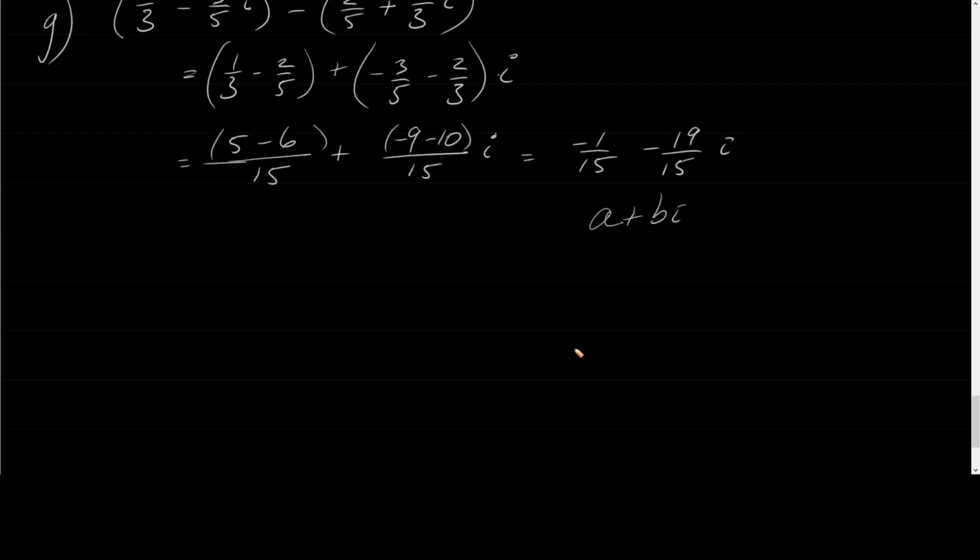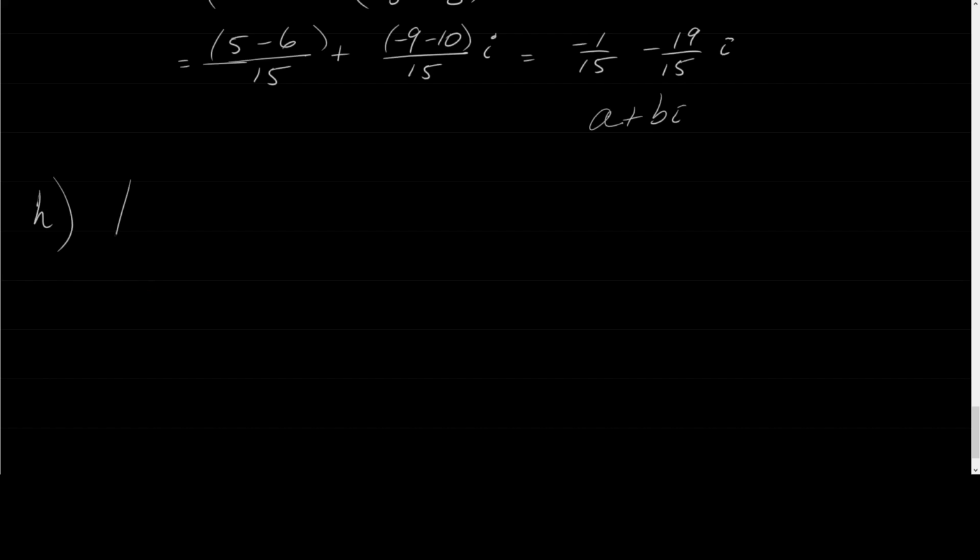All right, let's do another one. So let's say that I had something like 1/14 plus 2/7 i minus 3/2 plus 9/14 i.